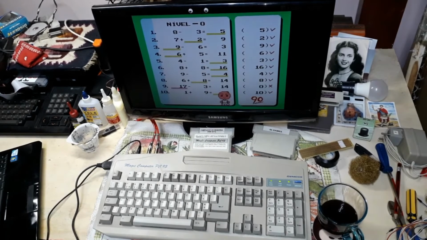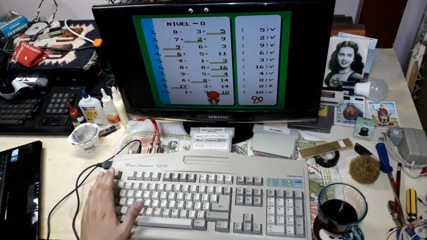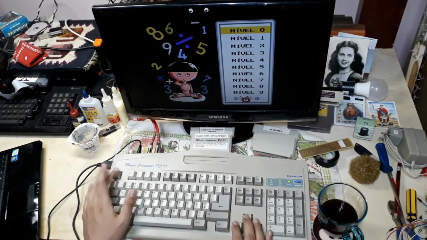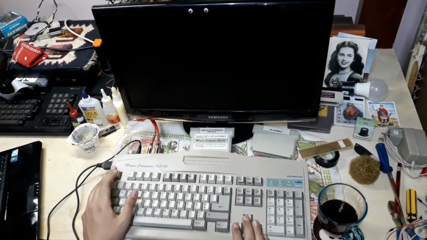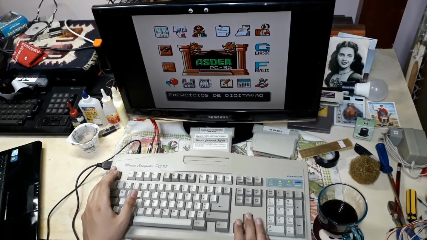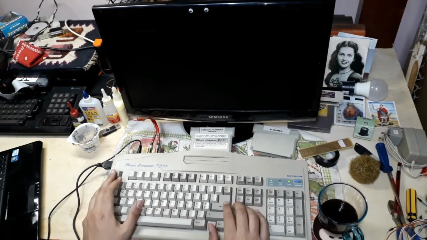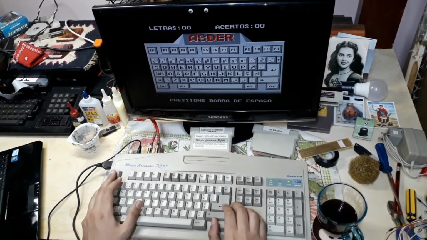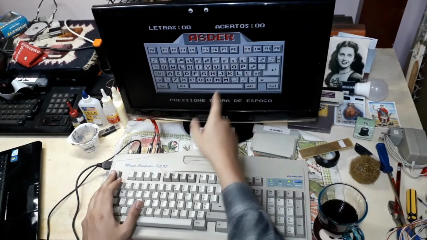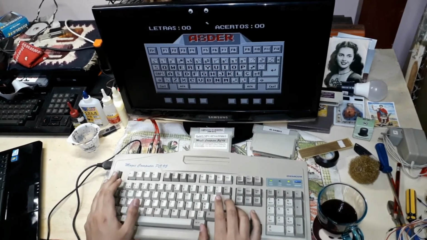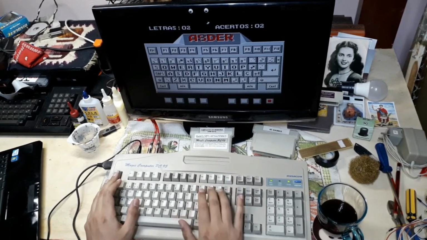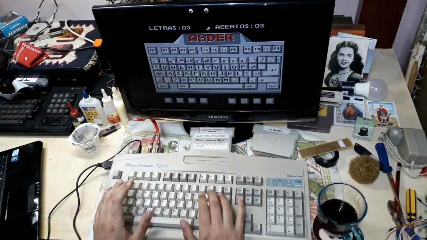Let me out of here. You have to press the escape key, so the control didn't help. Let's try something else. Next, typing exercises. Okay, here we are again. And letters, writes, press escape. What should I do? Oh, it's a speed game.